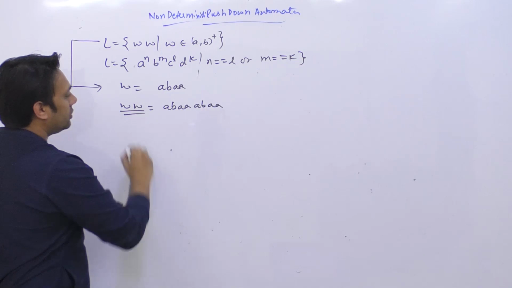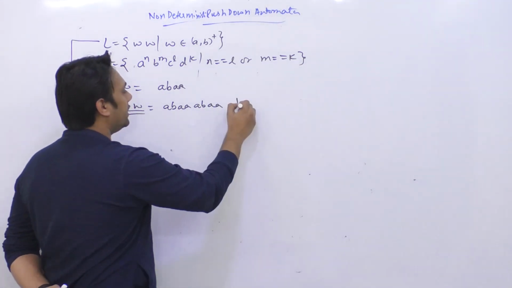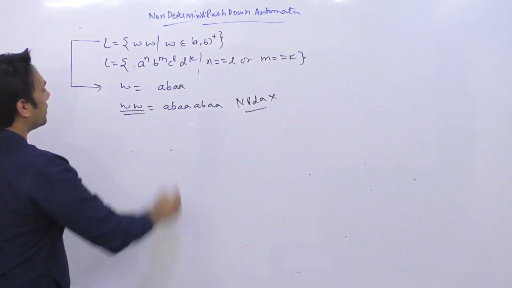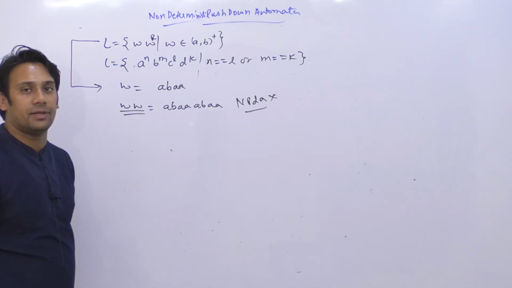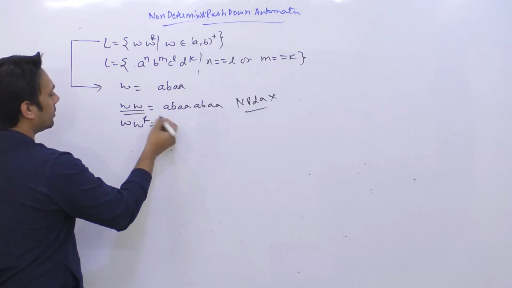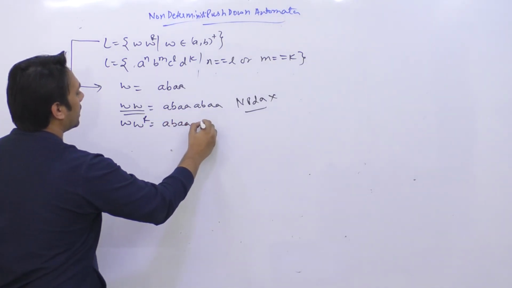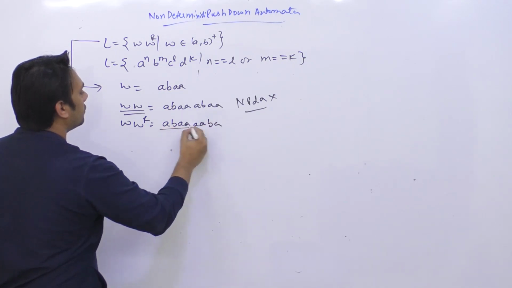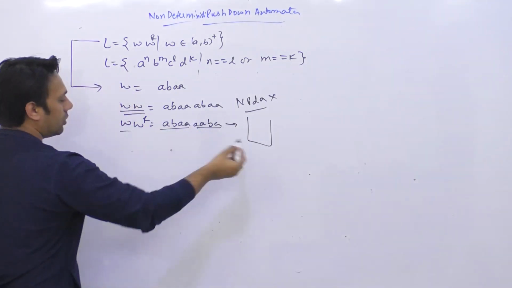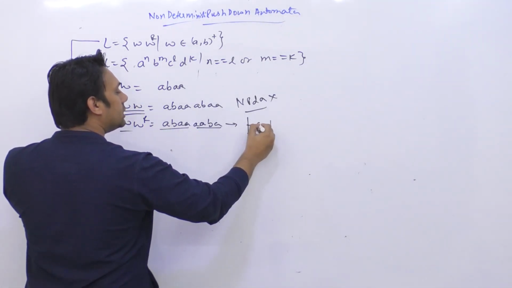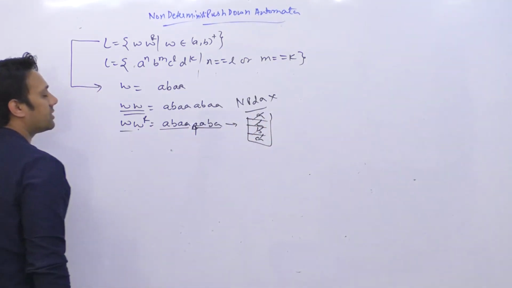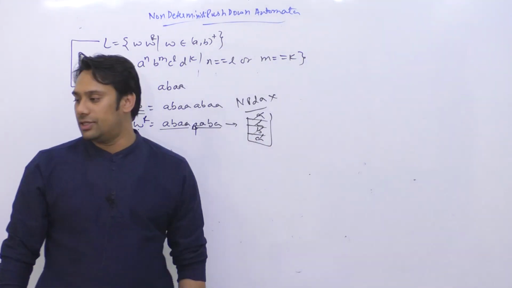Now for this string you cannot even create an NPDA. But if you have the string WWR, then for WWR you can create an NPDA. Why? Because if you write WWR, it becomes a b b a, again a b b a reversed. So what you can do is insert the string W onto the stack, which is a b b a, and when WR starts from here, you can start removing these symbols from the stack.